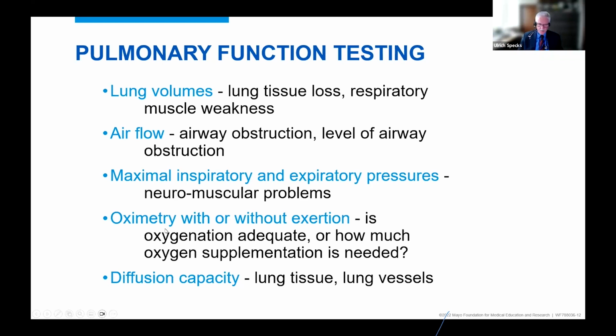And then finally, we get a number that's referred to as the diffusing capacity, which is a measure of the gas exchange, how well the oxygen can travel from the airspace into the bloodstream. And that tells us something about the lung tissue, but also something about the lung vessels.